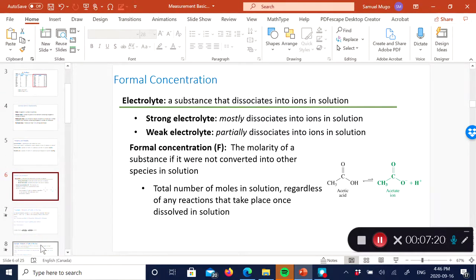As I've said before, the formal concentration is only used to represent molarity for chemical species that dissociate completely to their component species. Now, that's not always the case if you're dealing with weak acids or bases, that tend to dissociate only partially.